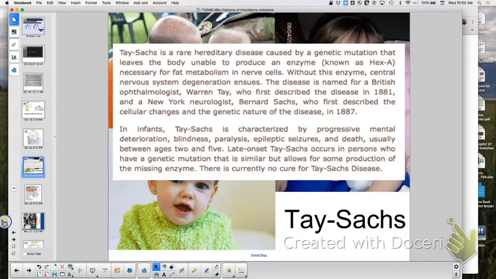They lose some of the motor skills they have. They cannot feed themselves. They can't hold their heads up. Their hair starts to fall out. They can have seizures, blindness, paralysis, and usually by the time they're 4 or 5, they have passed away.